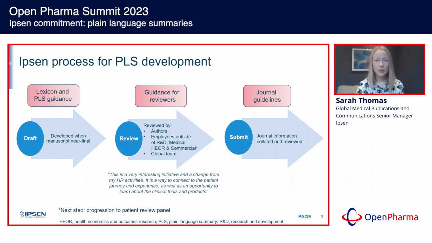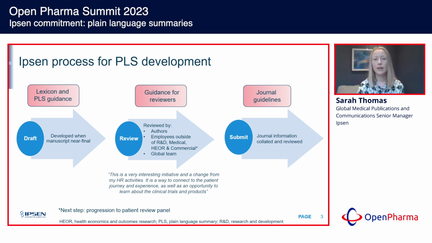This is the process that we currently use to develop plain language summaries. So they're drafted as part of manuscript development and before the manuscript draft is finalised. As part of this, we use a lexicon of lay-friendly terminology, as well as a guidance document on how to develop plain language summaries. And we're currently updating the lexicon now to expand the scope and include more terms. Each plain language summary is reviewed by the global team at Ipsen alongside the manuscript.